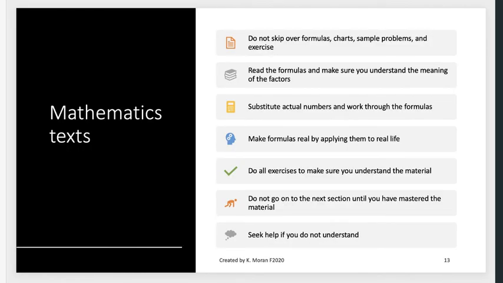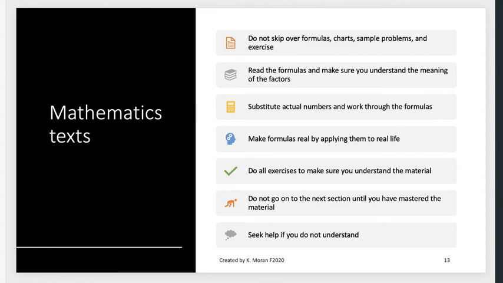So when we look at math texts, again, it's important to pay attention to the formulas, the charts, the sample problems, and the exercises. And you want to make sure that you are practicing the formulas so that you know that you understand how to do them. And actually work on these problems on your own as well. You want to make sure that you're doing the exercises so that you do understand what it is that you're studying and you understand the concepts. And you really want to make sure that you understand the information in that section before you move on to a new one. If you don't, it just becomes very confusing.